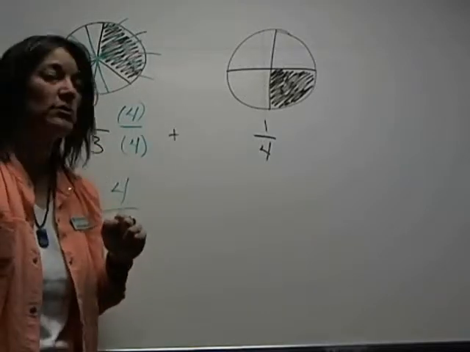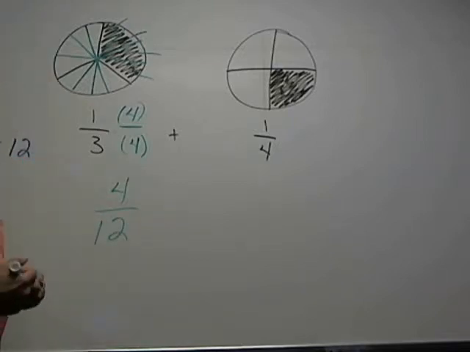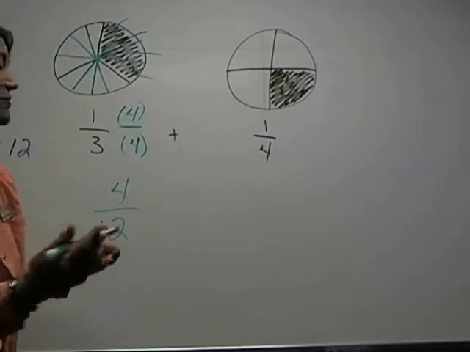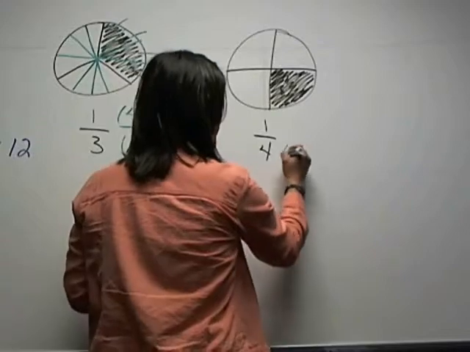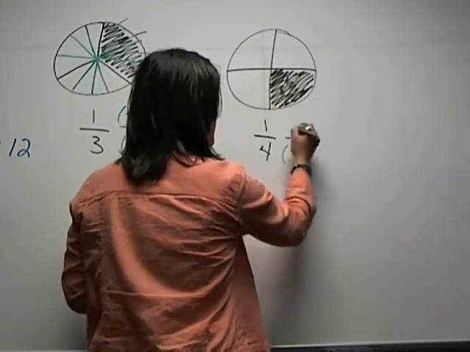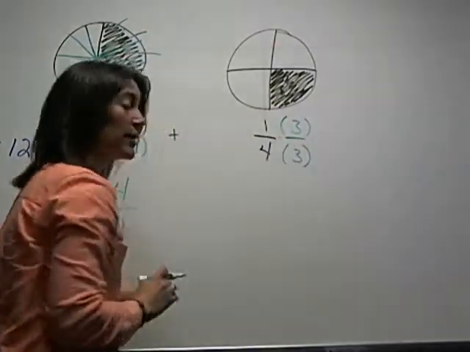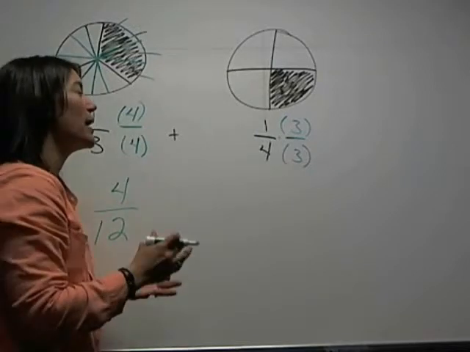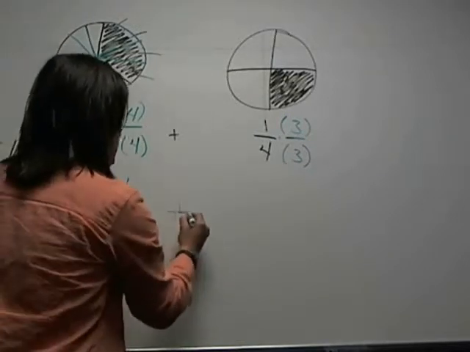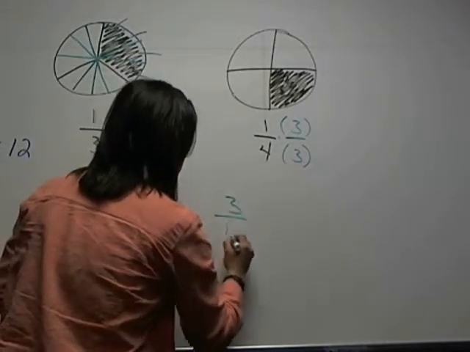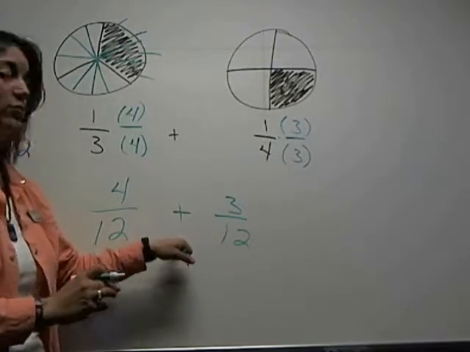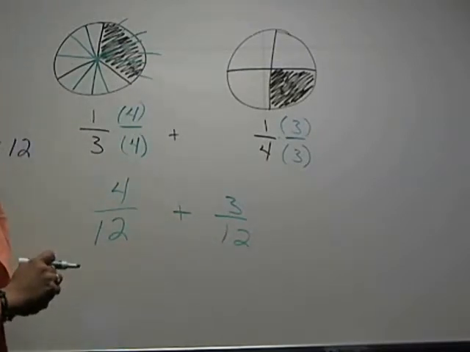I'm going to do a very similar thing to my 1/4. I need that to get a denominator of 12. And I'm going to multiply that by 3. Once again, whatever I do to the bottom, I have to also do to the top to keep it balanced. So that's going to make it 3/12. And once again, we're still adding, so I just put the plus sign in between.